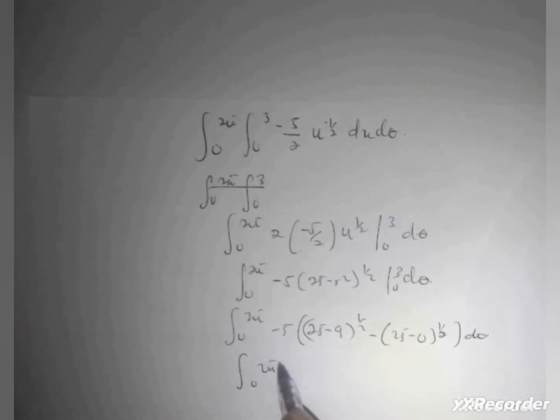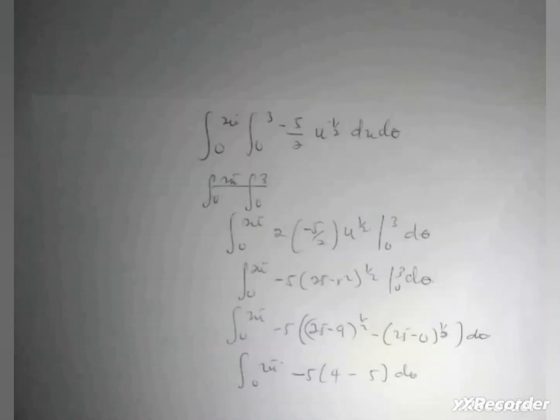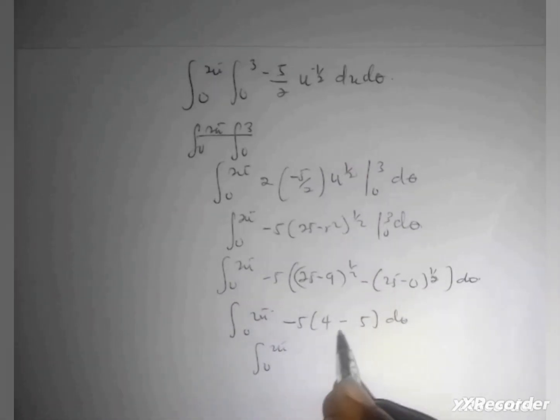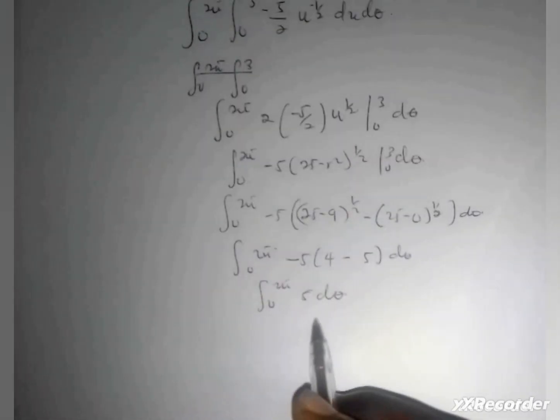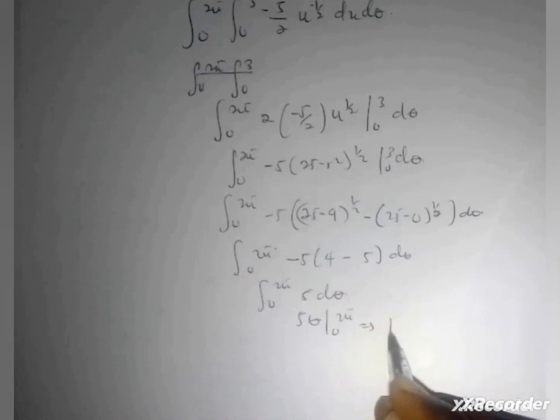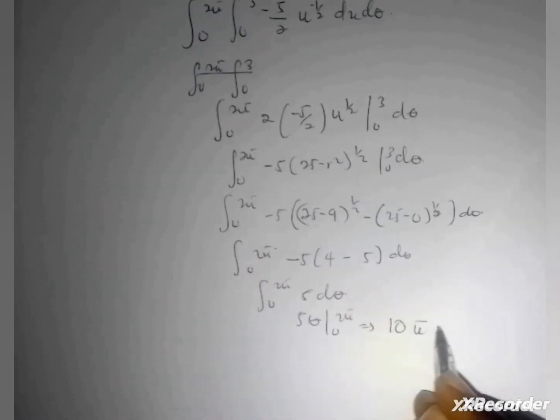0 to 2 pi, this becomes 16, so the square root is 4, so negative 5, I'll have 4 minus 5, right, d theta. So this will give me integral 0 to 2 pi, then I'll get negative 1, so 5 d theta. At this point, I integrate with respect to theta, so 5 theta from 0 to 2 pi, and I'm going to get 10 pi.